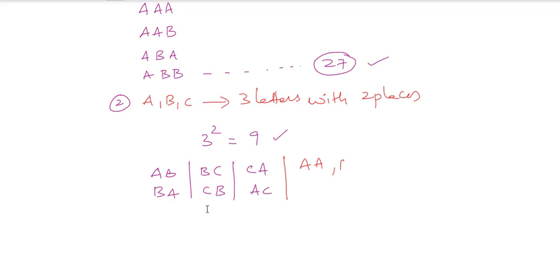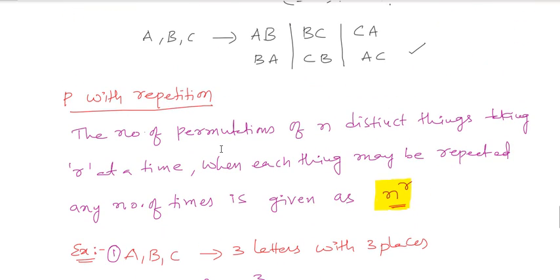So total I got what? Total 9 things will be there. Am I right or not? So this is the permutation with repetition. That is how you people have to follow the criteria with respect to these things. Understanding what I'm saying here? So this is the part of your permutation with repetition as well as without repetition.